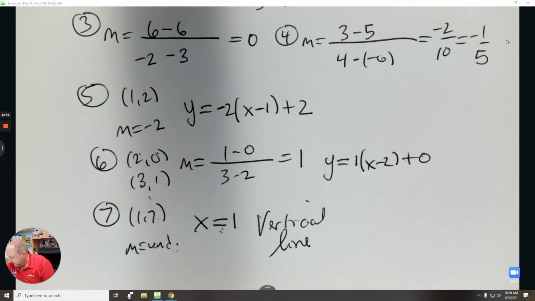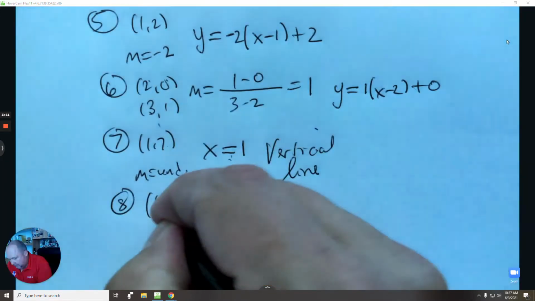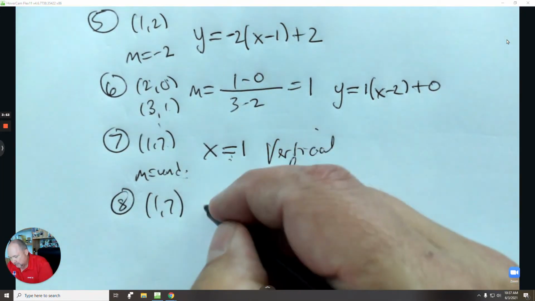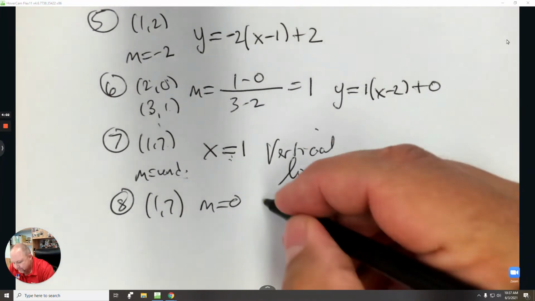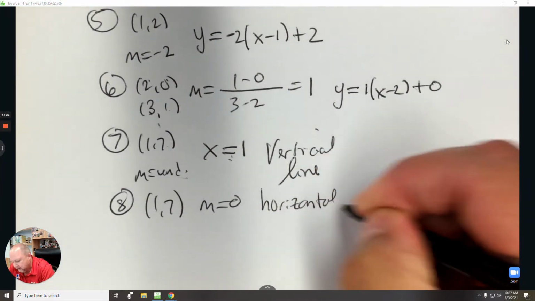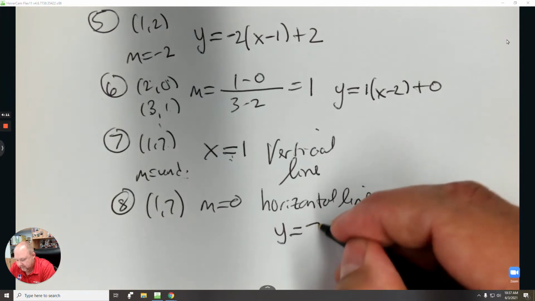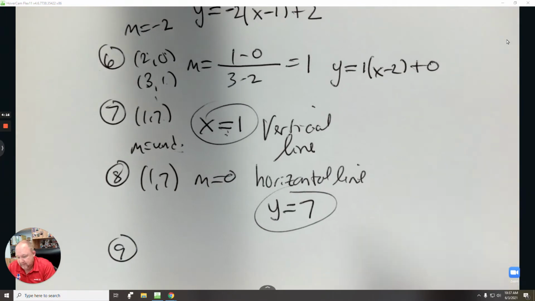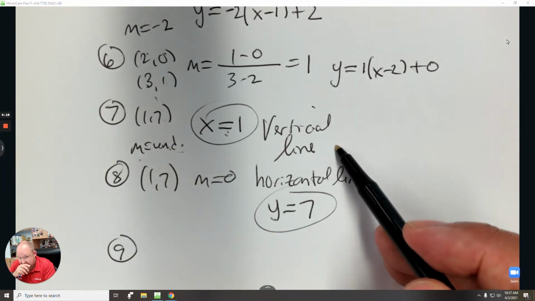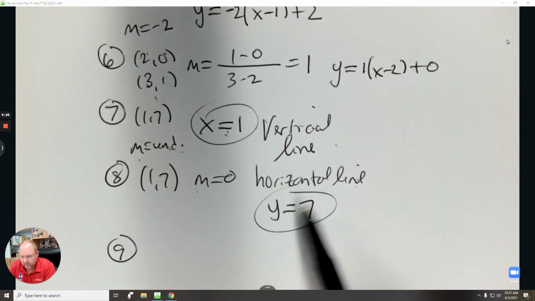Number 8. In question number 8, it says, through the point (1, 7), with the slope being 0. So if the slope is 0, then you need to recognize that a slope being 0 means it's a horizontal line. And a horizontal line is in the form y equals, and now it's just the y coordinate. So there's the answer. So again, you need to know this, that if the slope is undefined, that's a vertical line, that's the form. If a slope is 0, it's horizontal, and that's the form of a horizontal line.